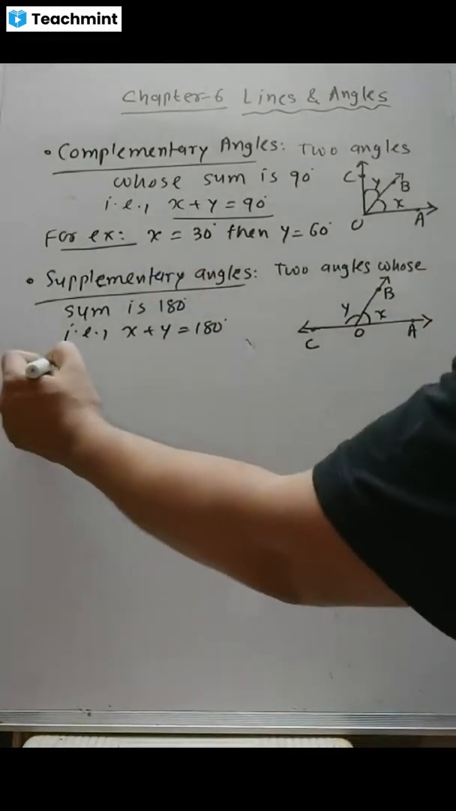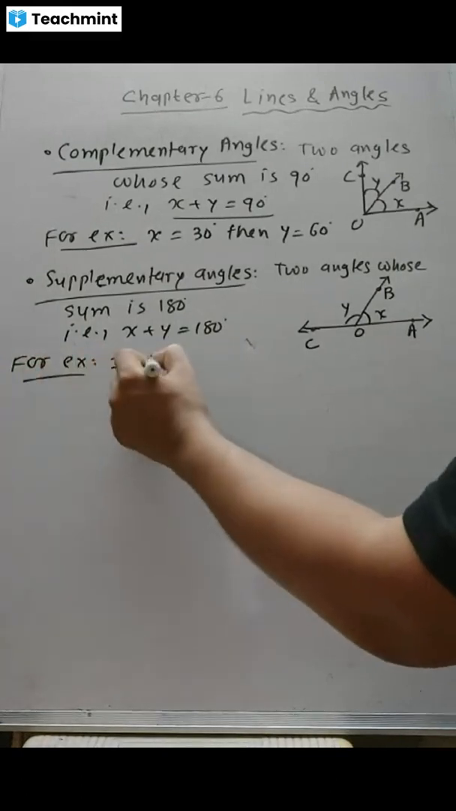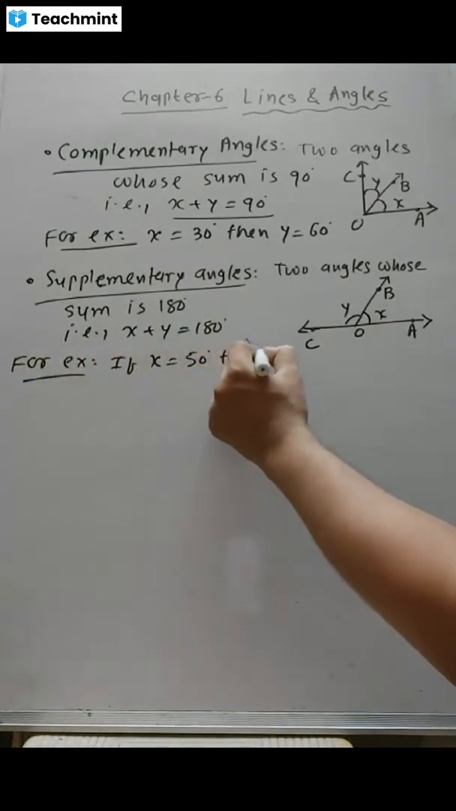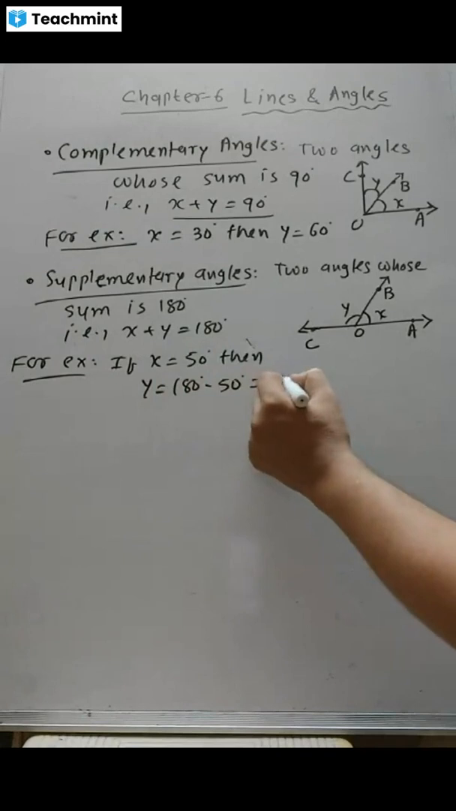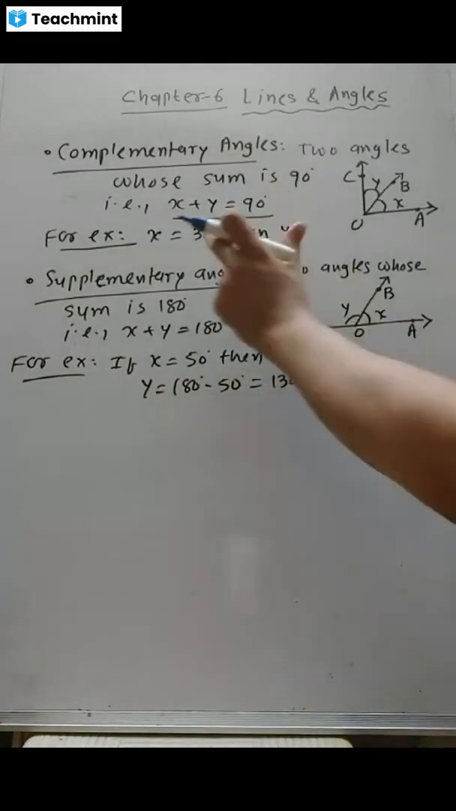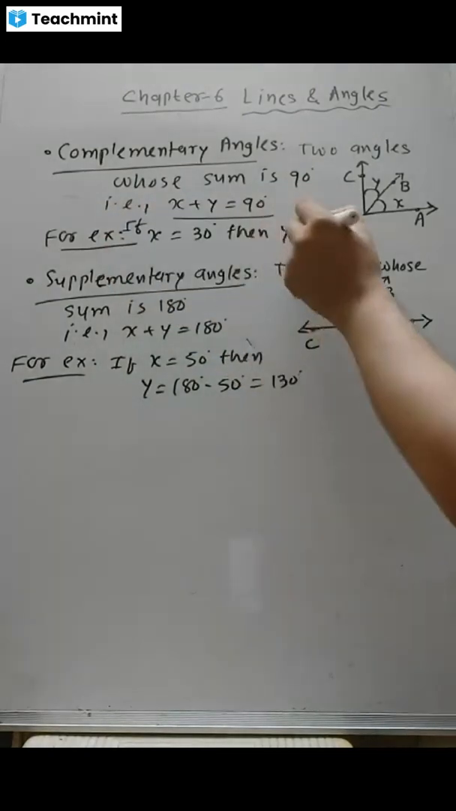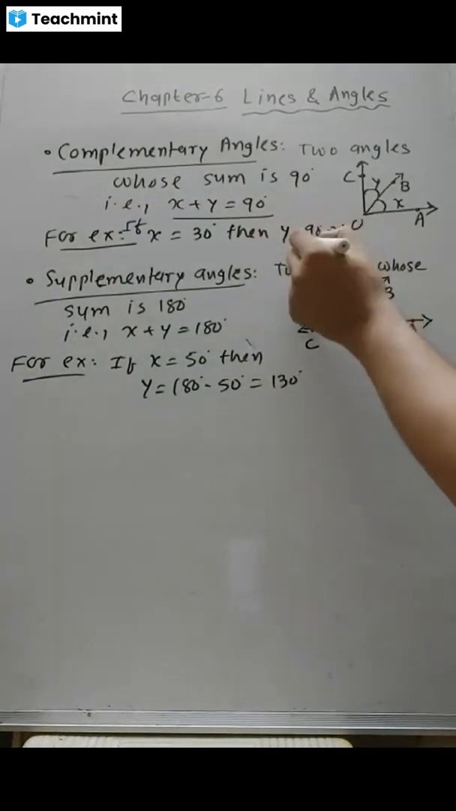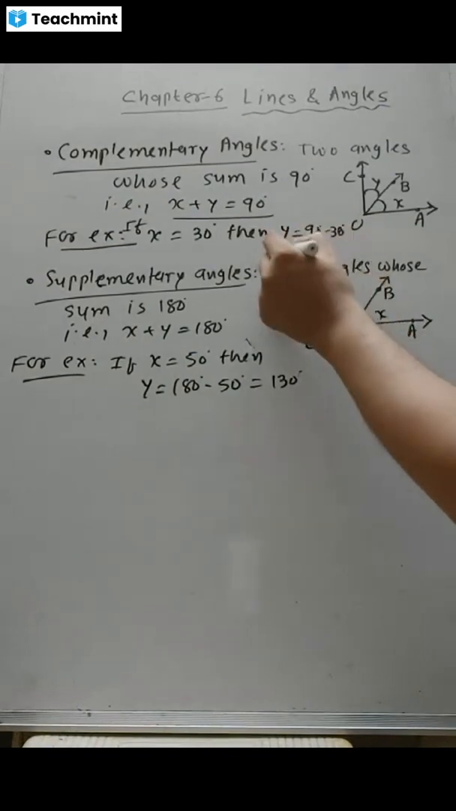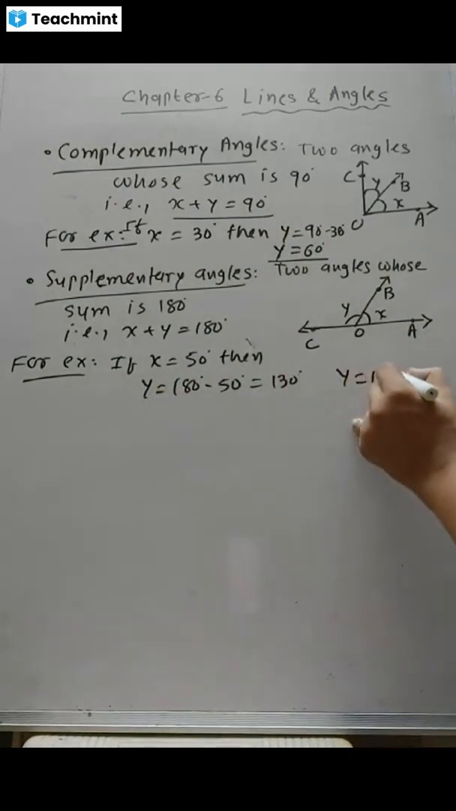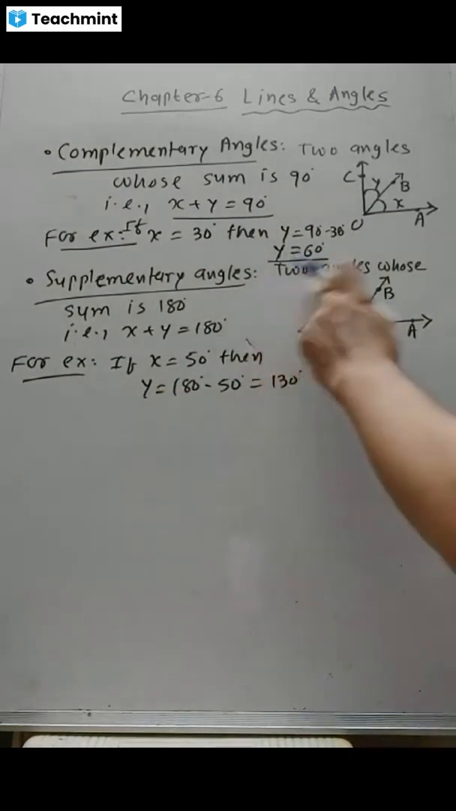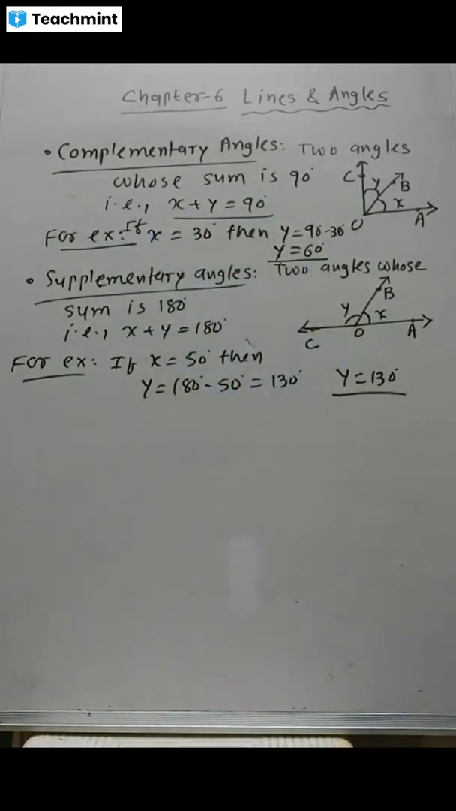For example, if angle X is equal to 50 degrees, then angle Y is 180 minus 50 degrees. 180 minus 50 is equal to 130 degrees. Similarly, if angle X is 30 degrees, then angle Y is 90 minus 30 degrees, that is, Y is equal to 60 degrees. If the sum of two angles is 180, it is called a supplementary angle.